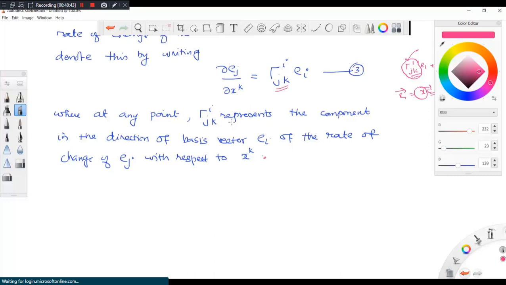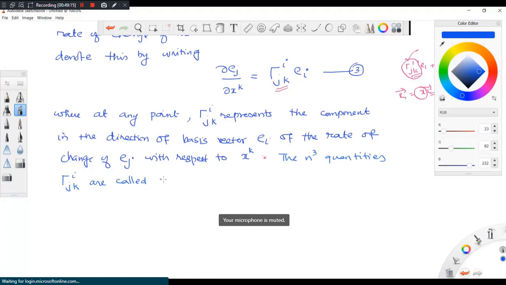N raised to cube. N cube, right? So there will be n cube such quantities. These n cube quantities gamma ijk are called connection coefficients.